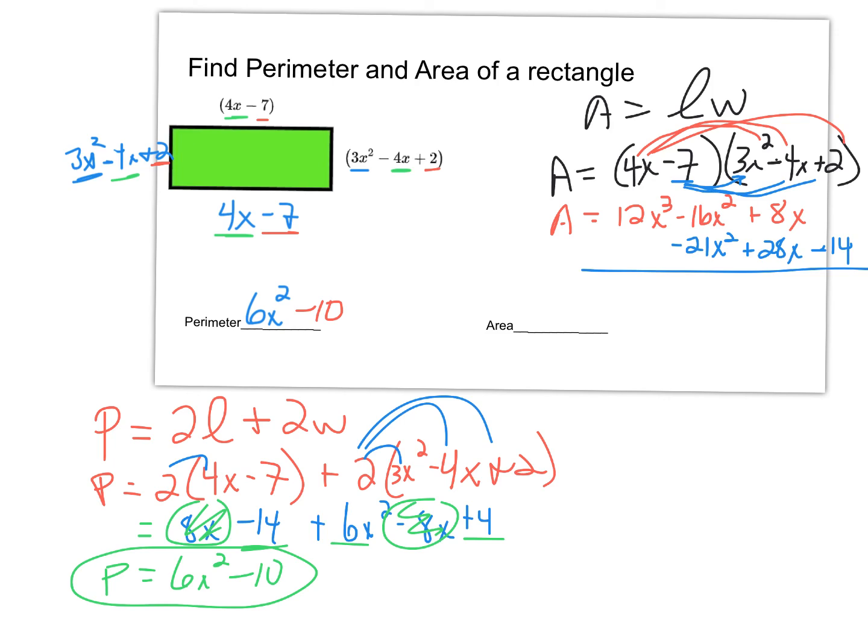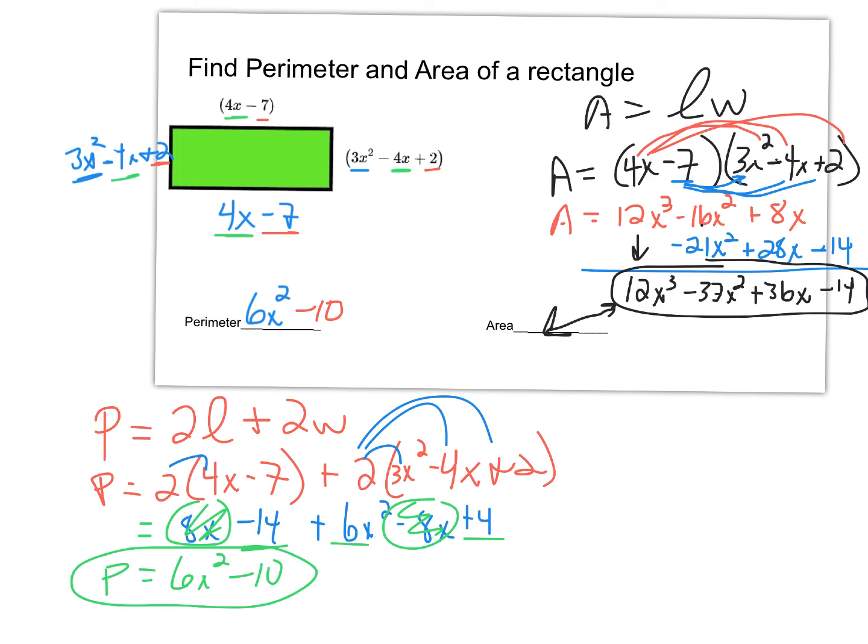Alright, so let's add all this up. X cubed, 12x cubed. The squares, negative 16 minus 21, that's negative 37x squared. X's, 8x plus 28, that's going to be 36x. Then minus the 14. So this right here, this is what my area is. So that's what goes here. Okay, so that's the area.